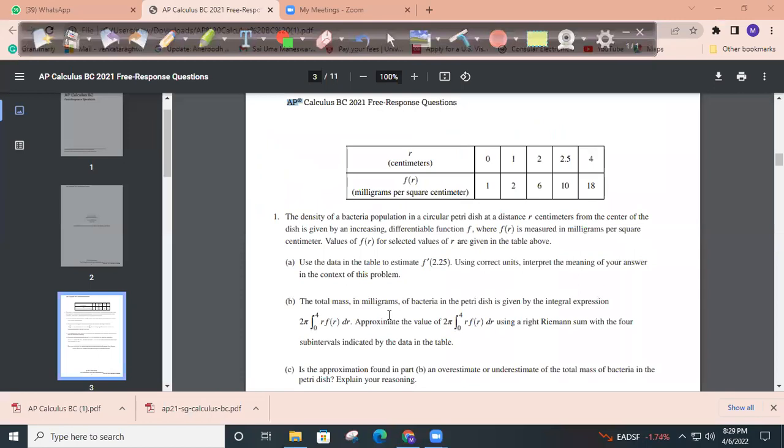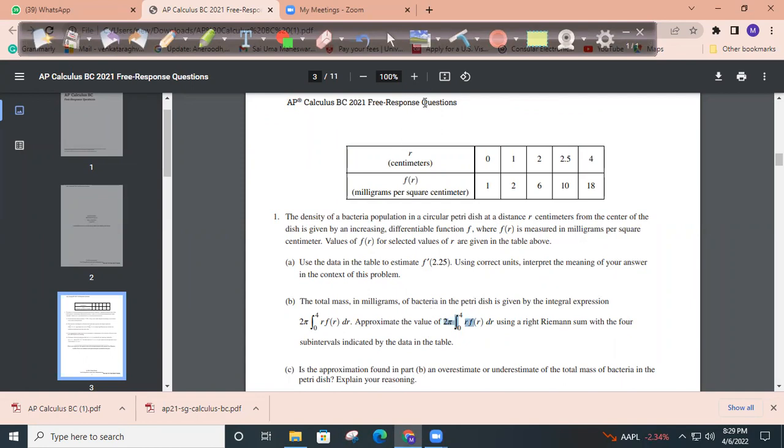So if I come back to this question, is the approximation found in part B an overestimate or underestimate of the total mass of the bacteria? First I need to find out, as I clearly told you, that R into F of R is an increasing function, because F of R gives positive values, and R is a positive number, and F dash R is also a positive number. So F of R is an increasing function and R is also a positive number. So R into F of R is also an increasing function.